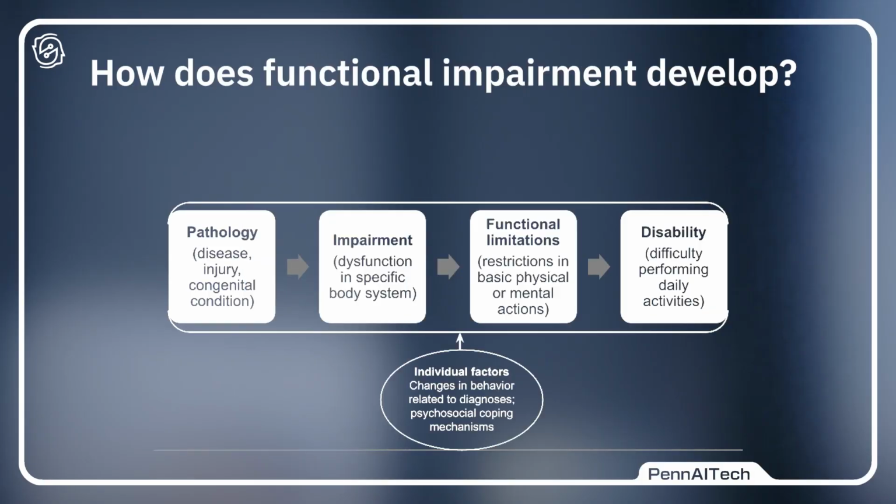Second, Verbrugge and Jette talked about what they call individual factors that come into play after an individual develops impairment. These encompass how an individual reacts to having those impairments. Do they seek medical care? Do they change their exercise routine, for example, for a person who develops diabetes? And what are their coping strategies and skills?